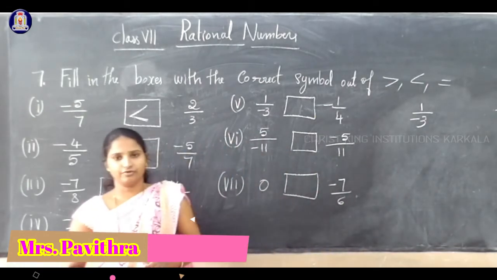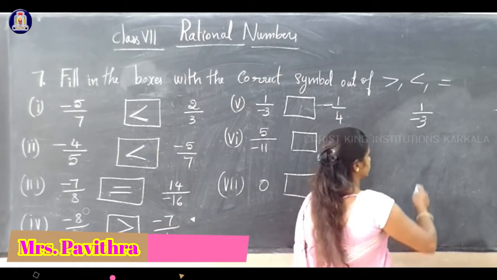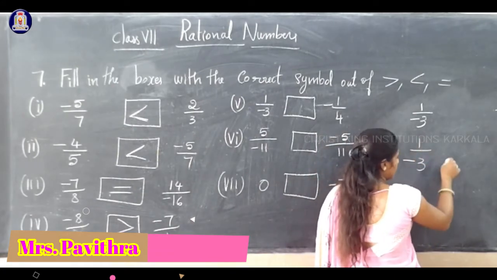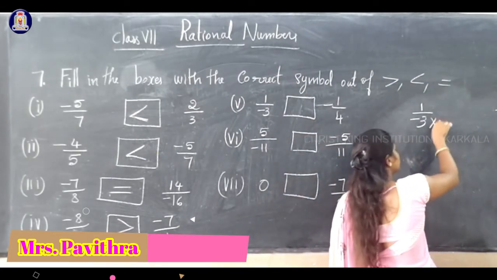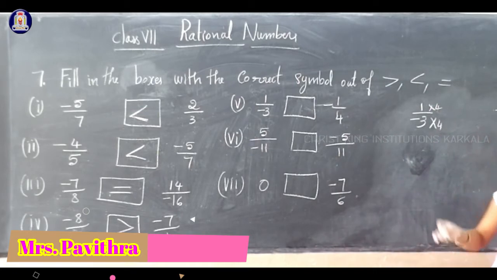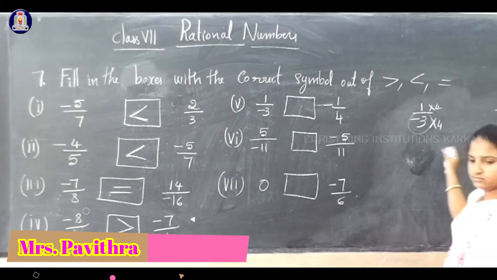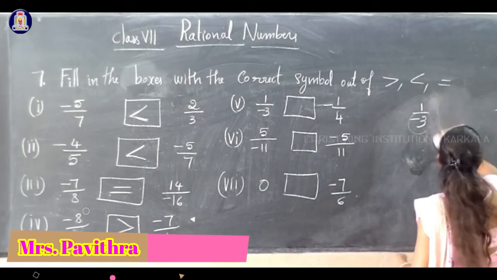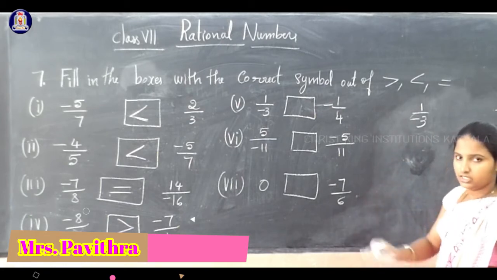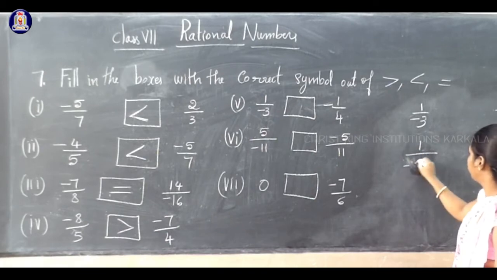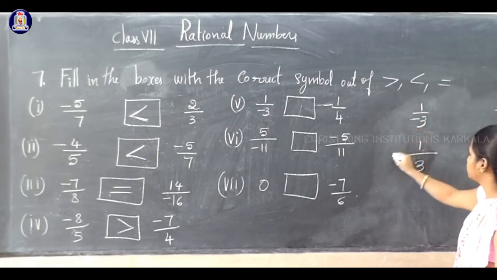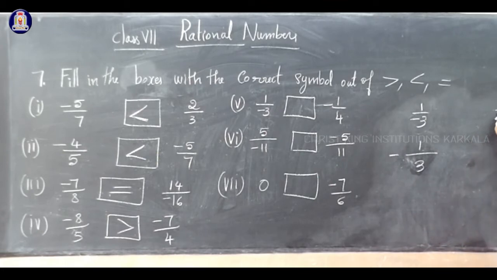The denominators are different. So how can we make the same denominator? So 1 by minus 3, for this you have to multiply directly. So directly multiply 4 to both numerator and denominator, and here multiply this denominator. You write it in the next step, okay? This is the question: 1 by minus 3 and minus 1 by 4. So 1 by minus 3, this sign is plus minus, similarly plus minus 1 by 4.